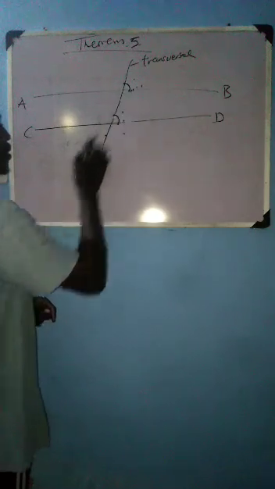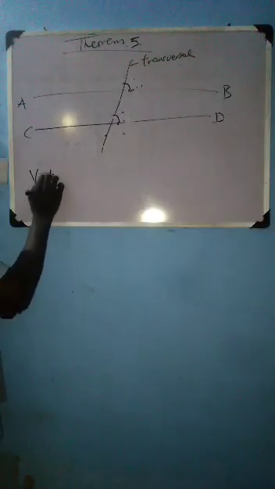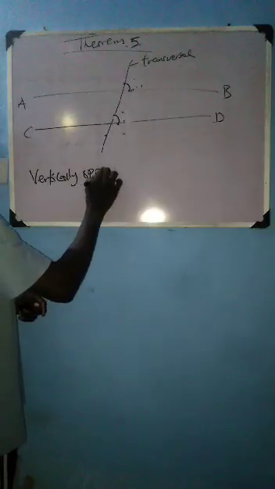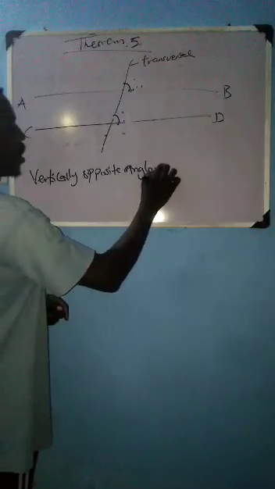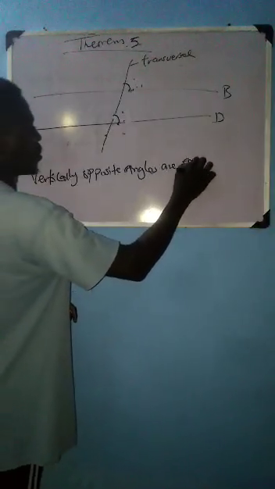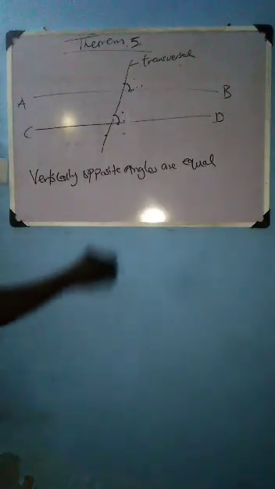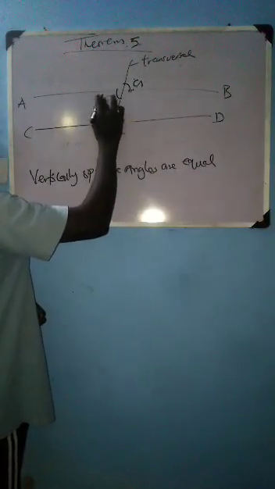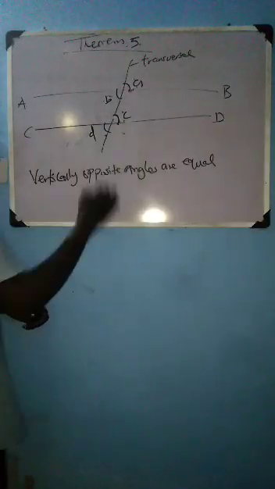Theorem 5 is vertically opposite angles, take it down, are equal. That's theorem 5. Vertically opposite angles are equal. So this is A and here too is A. This here is B. I will name this C. I will name this D.